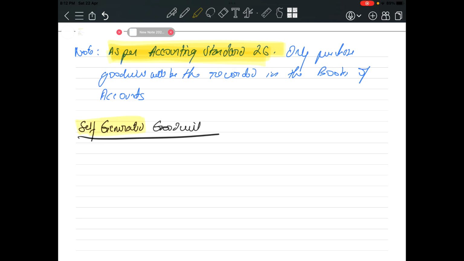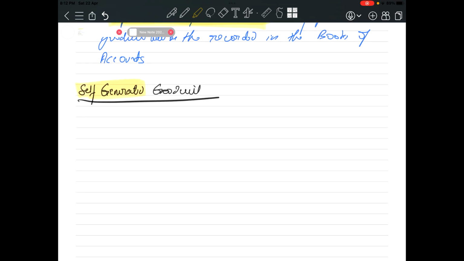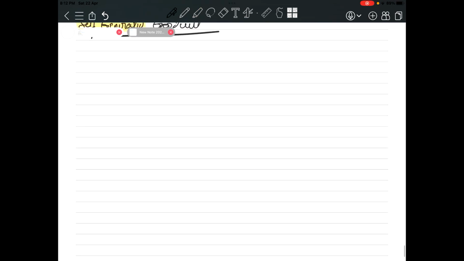So now let's talk about self-generated goodwill and why we calculate goodwill. Let's take a hypothetical example. There are two partners, Mr. M and N. M is for Mukesh Ambani. You all know who Mukesh Ambani is. He is the chairman of Reliance Industries. And N for Nita Ambani.